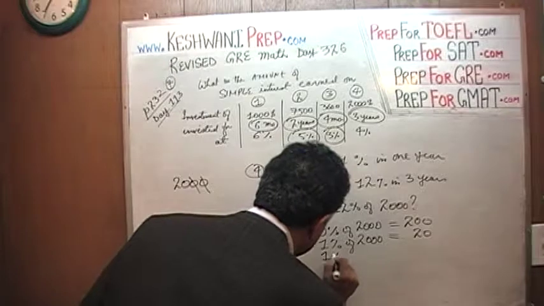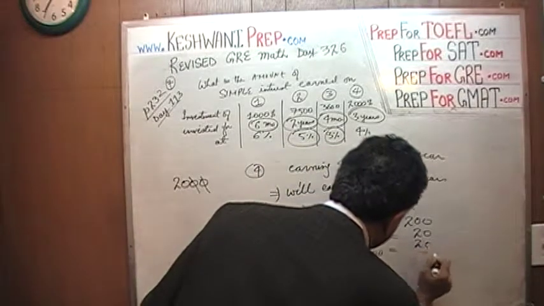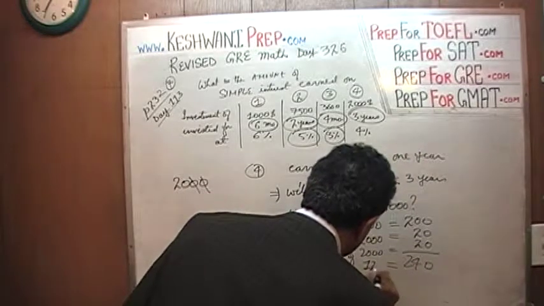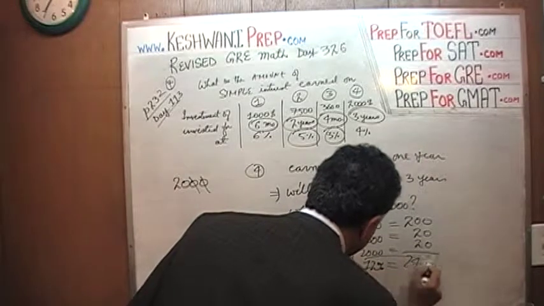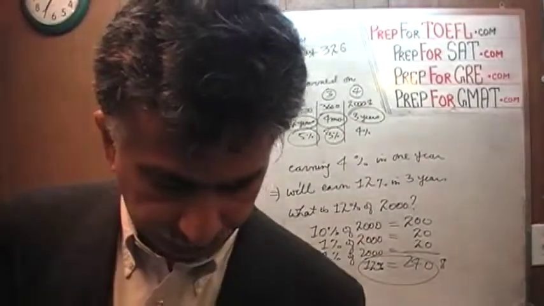Another 1% of $2,000 is going to be another 20. So this represents 12%. So our return on the investment is going to be $240.